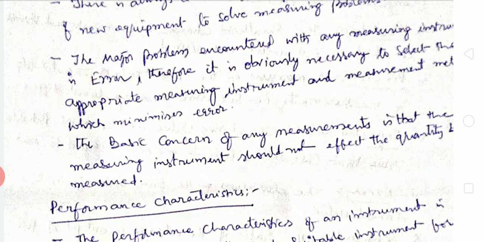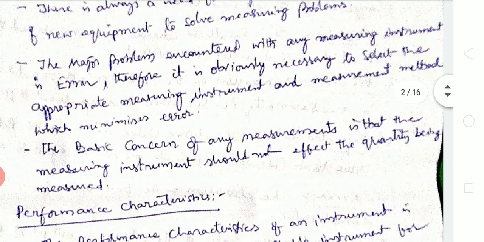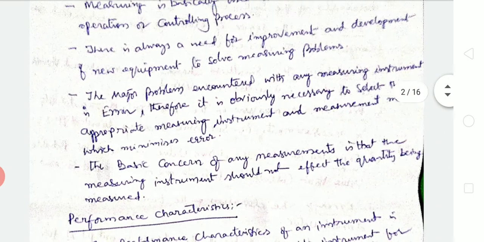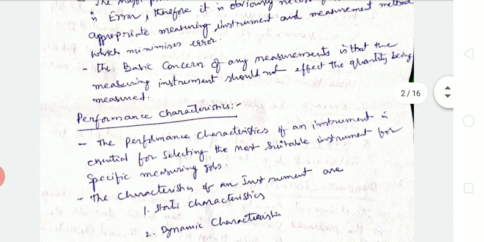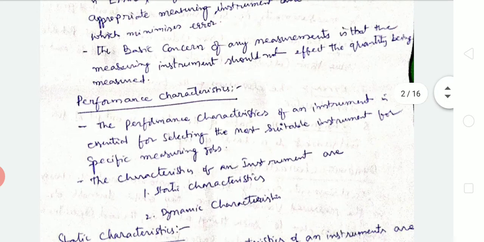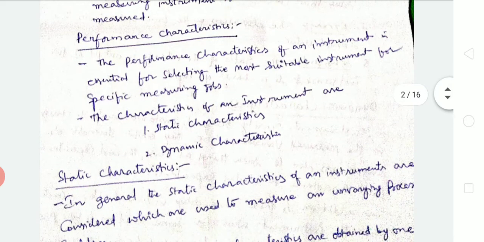Therefore, it is obviously necessary to select the appropriate measuring instrument and measurement method which minimizes error. The basic concern of any measurement is that the measuring instrument should not affect the quantity being measured. Now, performance characteristics. The performance characteristics of an instrument is essential for selecting the most suitable instrument for specific measuring jobs. The characteristics of an instrument are static characteristics and dynamic characteristics.